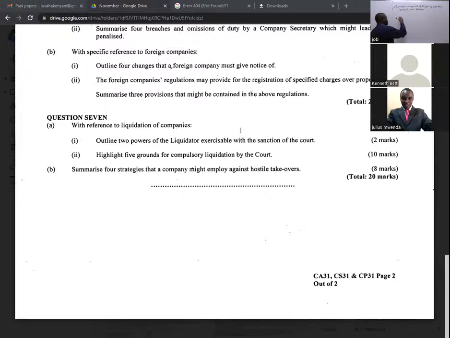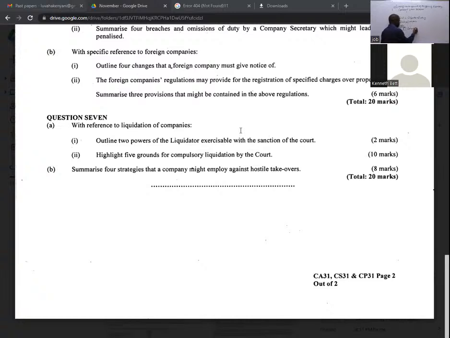So under corporate restructuring, we learned about what is corporate restructuring. We looked at the advantages or reasons for corporate restructuring. We also looked at the types of corporate restructuring. So under this one, the major ones we looked at were schemes of arrangements and compromises.